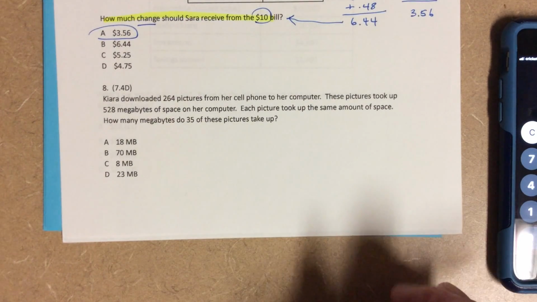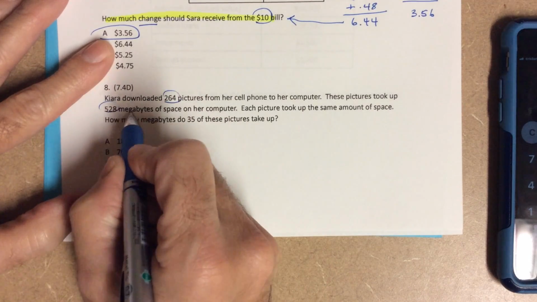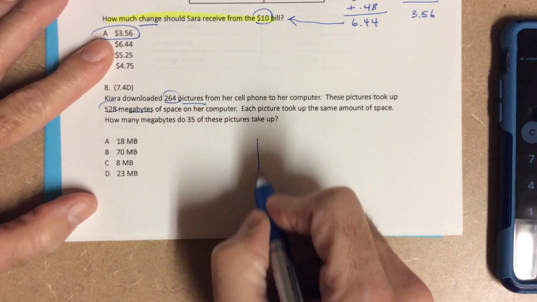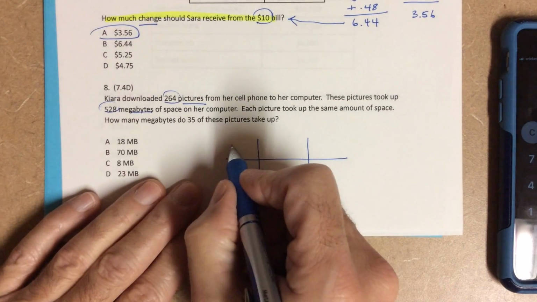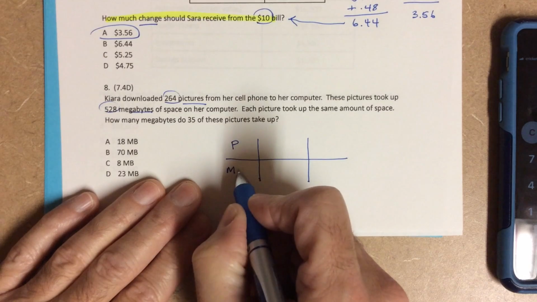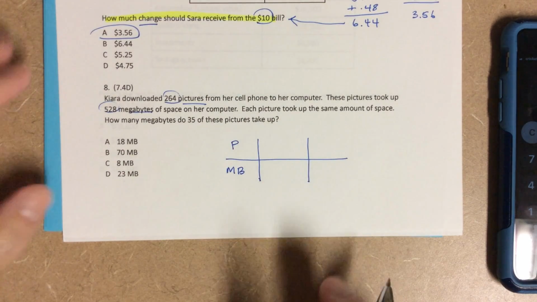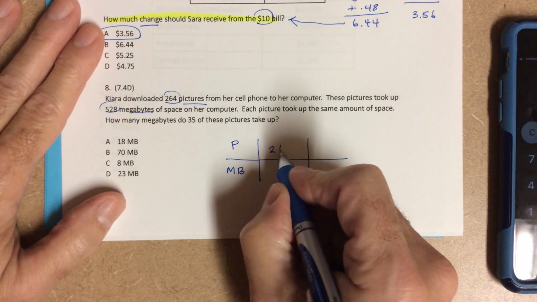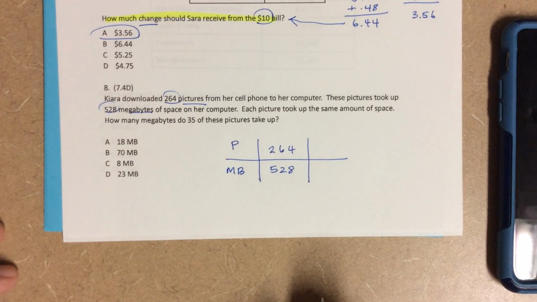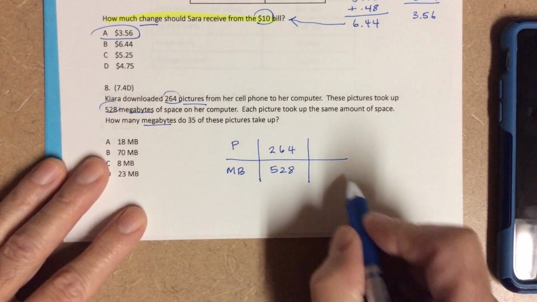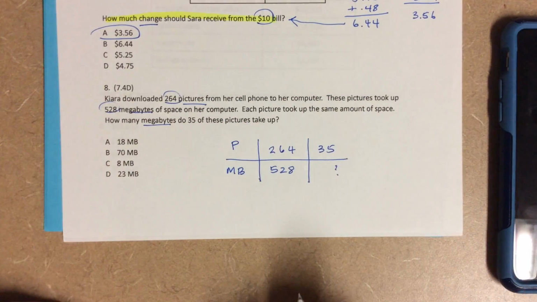Number 8 had some really big numbers. But I can recognize as an adult that they're compatible. You could have set up a proportion. It's about her pictures and the megabytes they take up on her computer. 264 pictures takes up 528 megabytes. How many megabytes do 35 of these pictures take up?